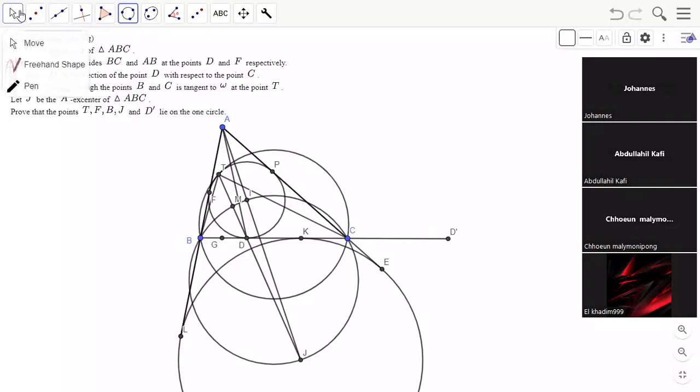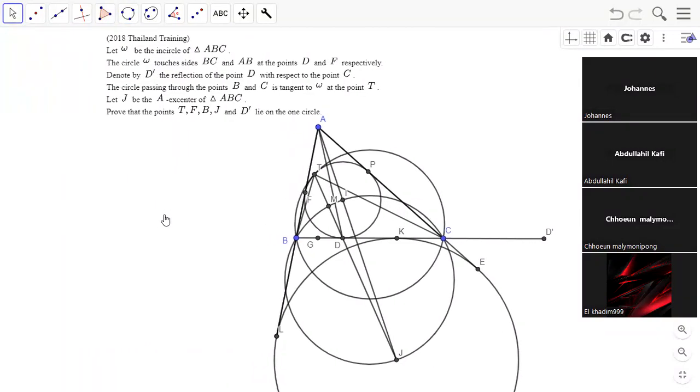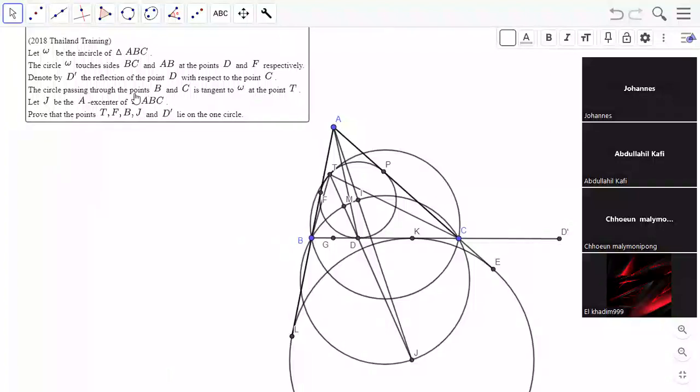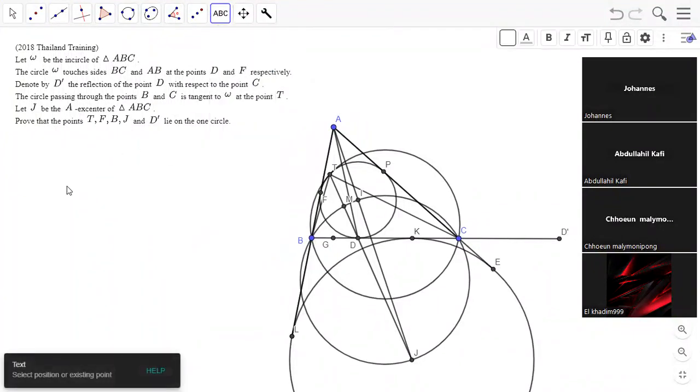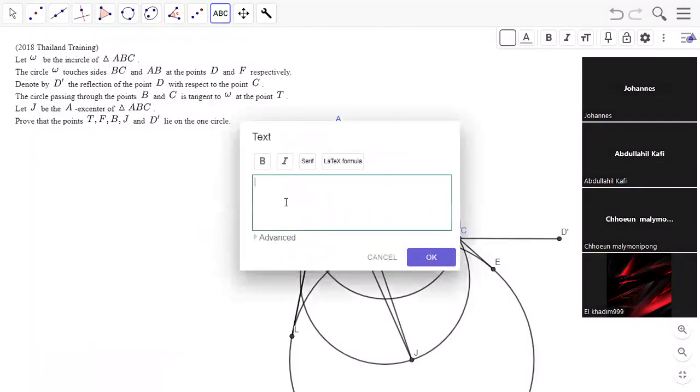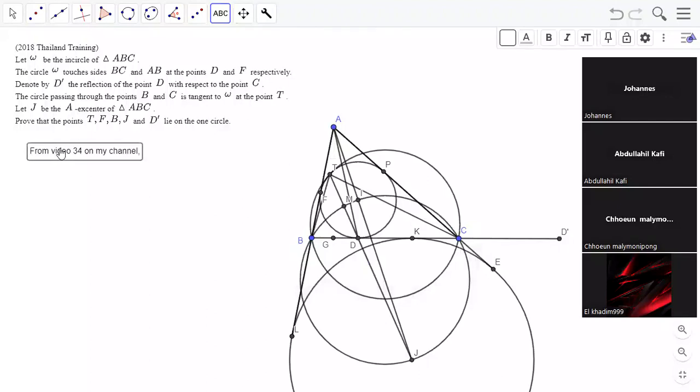Okay, so yeah, these problems are easier than I thought. Of course, we're using a whole other problem. So, I already forgot what video that was. I'm at 34. So from video 34 on my channel, let's see, we have that DT passes through the midpoint of the A altitude.